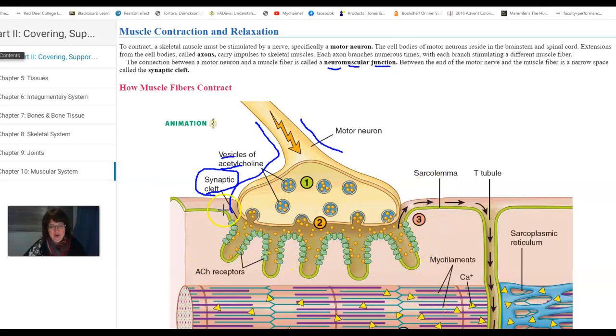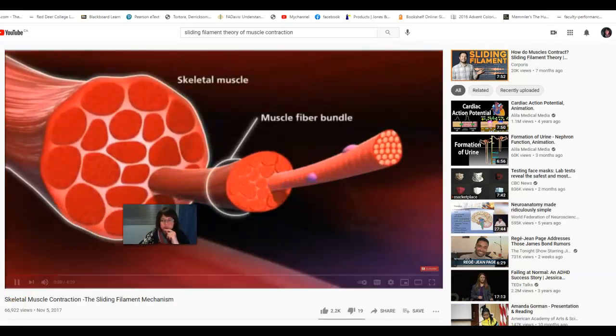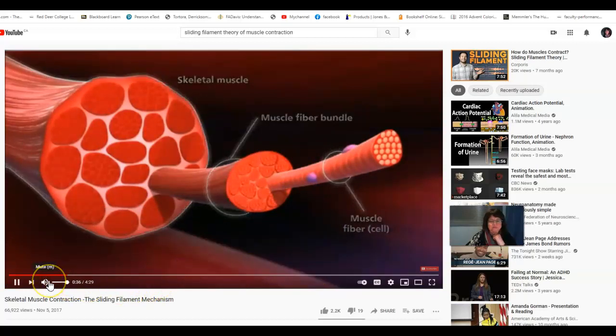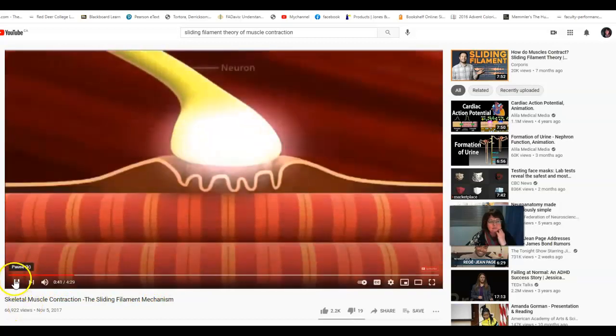Okay, now that we know the players, let's look at the video in a little more detail. Skeletal muscles are composed of bundles of muscle fibers. Muscle fibers are long cylindrical cells containing several nuclei. Muscles will contract or relax when they receive signals from the nervous system.